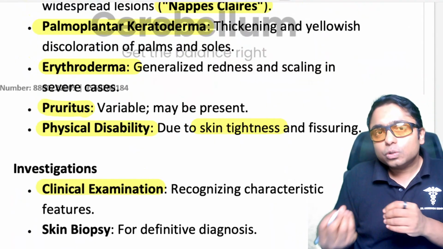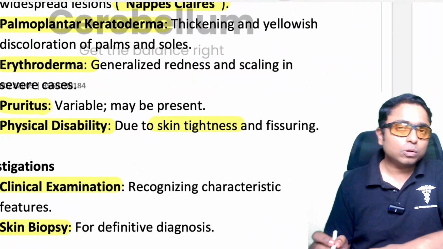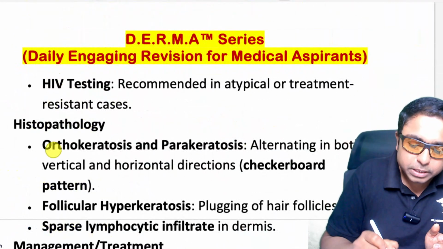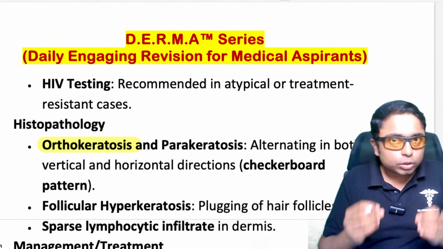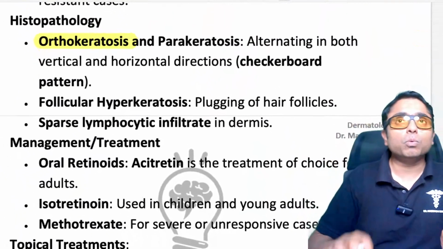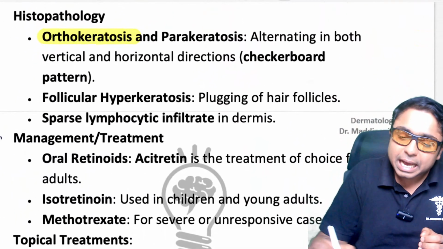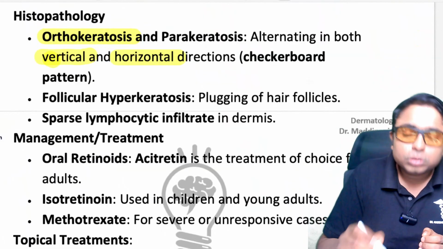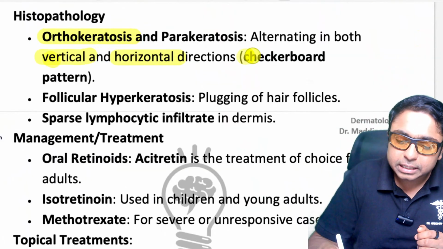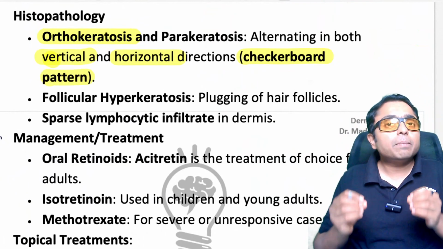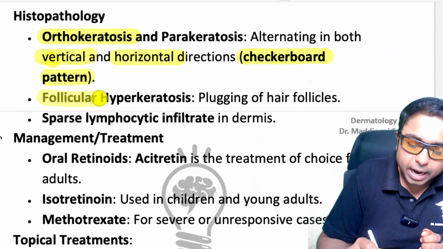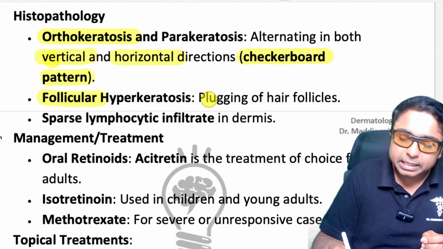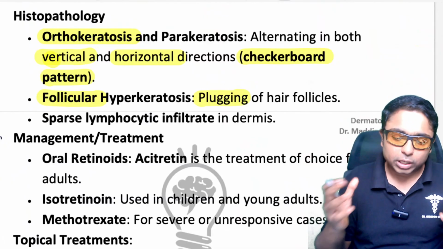So diagnosis is through clinical examination. Skin biopsy can also be done. In the skin biopsy, what are the findings which you are going to see? Orthokeratosis and parakeratosis. Both these changes are seen in an alternating fashion in both horizontal and vertical directions, and this is what is referred to as the checkerboard pattern. Follicular hyperkeratosis can also be seen, where there will be plugging of the hair follicles.